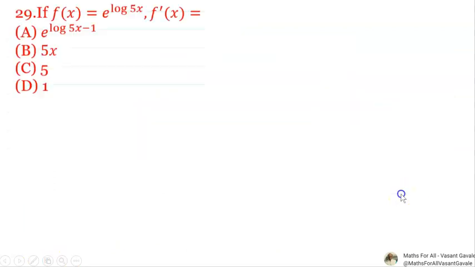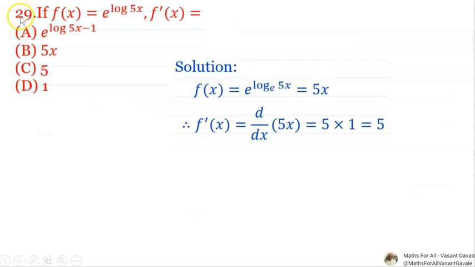Next question. If f of x is equal to e raised to log of 5x, then find f dash of x. आता इथे e raised to log of 5x इथे बेस किती असतो तर तो e असतो. Therefore, you will get by using the formula f of x is equal to e raised to log of 5x to the base e. म्हणजे तुम्हाला आन्सर किती मिळेल f of x is equal to 5x.